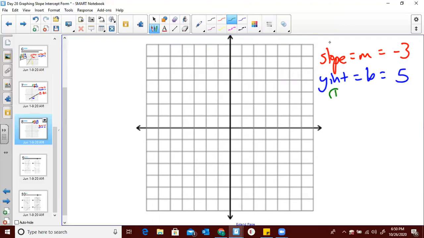So I'm going to start with my y-intercept, and then I'm going to go to my slope. So y-intercept is b equals 5. That's where I'm going to start at my origin, and that's where x equals 0, but y equals 5. So I need to go up 1, 2, 3, 4, 5. And I need to go up because I know it's positive, and I'm stopping at x equals 0, y equals 5. That's my point. That's my y-intercept.